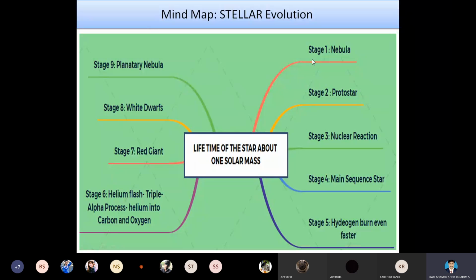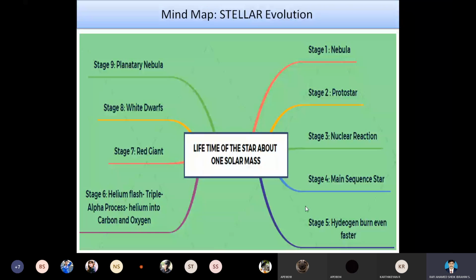The first stage is the nebula. The second stage is the protostar. The third stage is the nuclear reaction. The fourth stage is the main sequence star. The fifth stage is the hydrogen burn. The sixth stage is the helium flash. Hydrogen converts into helium. From the helium, it is then completely fused to carbon and oxygen formation.